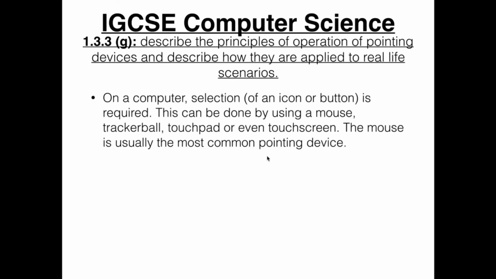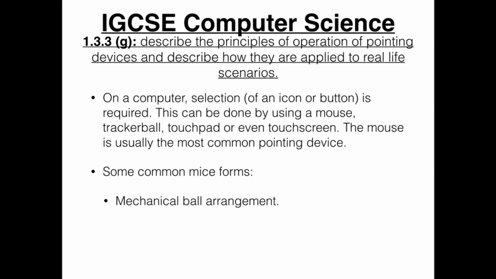So on a computer, selection of an icon or button is required. This can be done by using a mouse, tracker ball, touchpad, or even a touch screen. But the mouse is usually the most common pointing device. Some common mouse forms include the mechanical ball arrangement, red LED used to detect movement, and wireless.